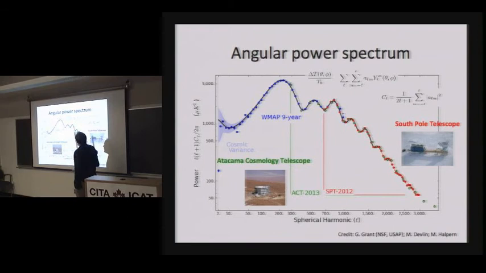And these are the three current experiments that are giving us the most precise constraints on this. WMAP, which we have here, finished observing a while ago, but the 9-year final cosmological results are out in December. WMAP had a point spread function of about 13 arcminutes, so it would observe down to multipole moment of around 900 or so. What I'm going to talk more about in the next 15-20 minutes is what happens on the small scales.